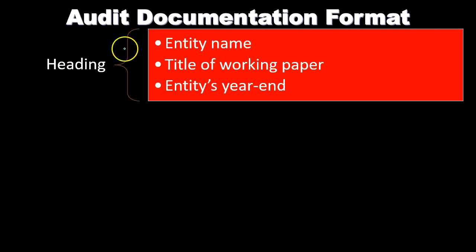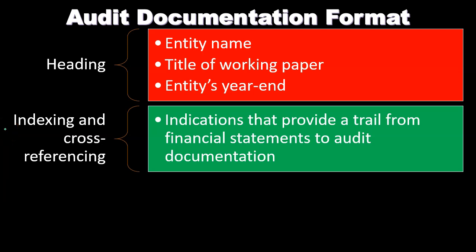So we often have the heading, which would include the entity name, the title of the working paper, which of course will give us an idea of what this working paper is trying to do or what evidence it's providing for us, the entity's year end. So we want to know what year end this working paper is applied to.